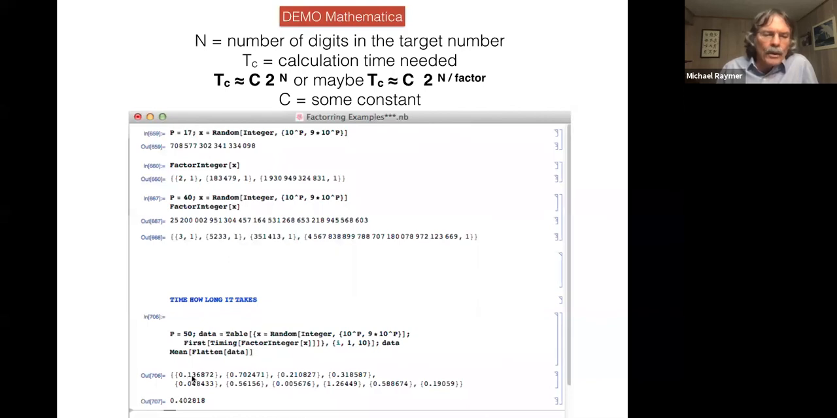These are seconds: 0.13 seconds, 0.7 seconds, 0.2 seconds, 0.005 seconds. And then I calculated the mean, the average of all these, and I got 0.4 seconds. So typically, on average, if I have a 50-digit number, my computer can find the prime factors in 0.4 seconds on average. That's pretty fast, right? For a 50-digit number. Well, my computer's fast. It's going at a gigaflops.